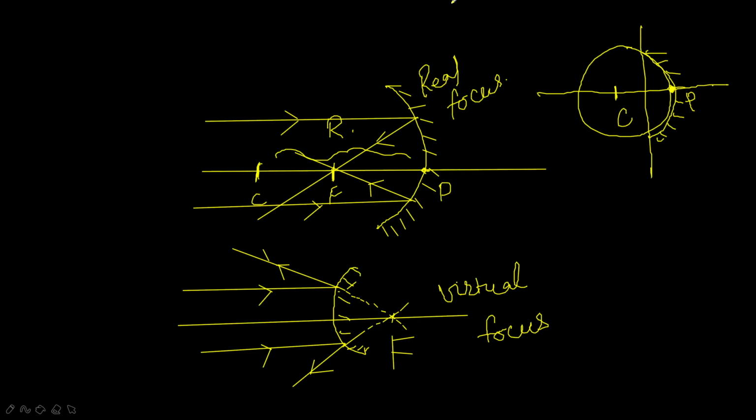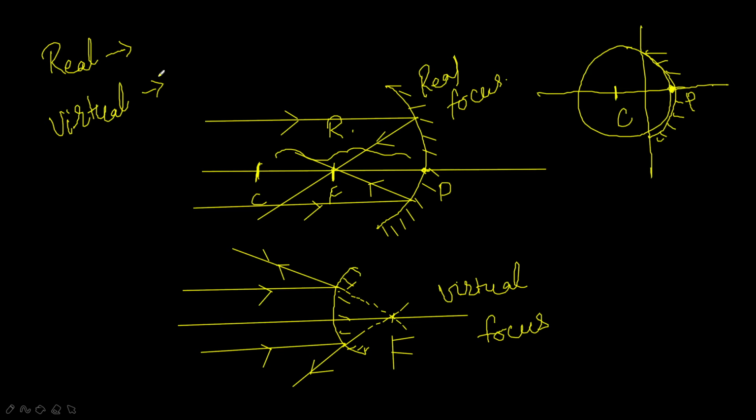Next part is focal length. The distance between the pole and focus is called the focal length. Next, two types of images are formed. Yesterday we discussed real image and virtual image. What is real image? What is virtual image? Write down the answer in the chat box, in the comment section.